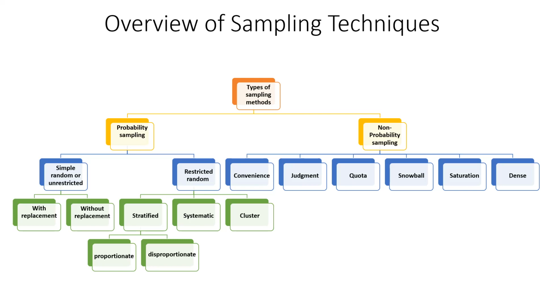But in brief, probability sampling is a sampling technique in which the probability of being included in the sample of any unit or element is equal, or there is a fair chance of selection of each and every unit in the sample. This probability sampling technique can further be divided into two broader categories.